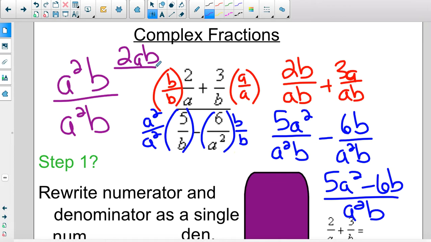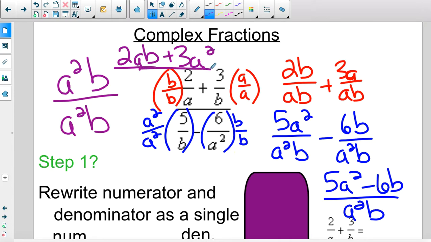Oh, I'm sorry, I knew I screwed that up. I'm just going to have 2ab, because one of the a's here cancels with this. So I'm just left with 2ab for this part. Now if I distribute this to the other one, again the b's are going to cancel, so I don't have a denominator, but I'm going to get 3a squared. So I'm going to have plus 3a squared.